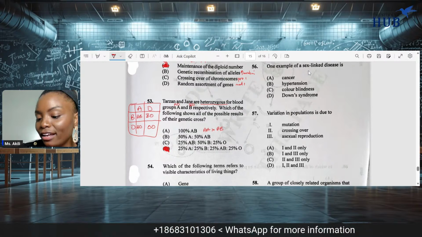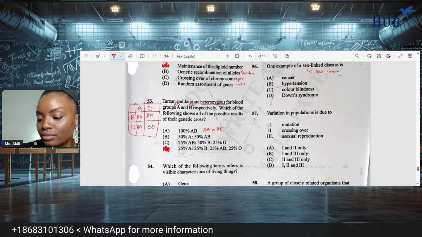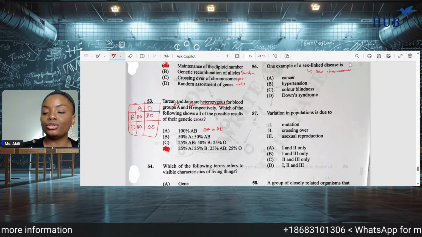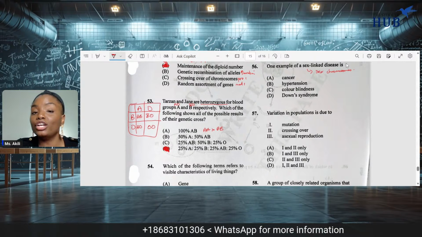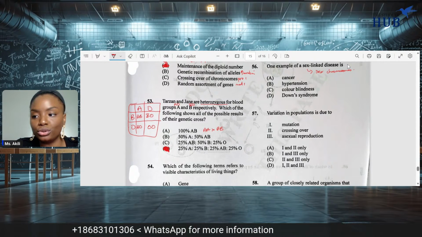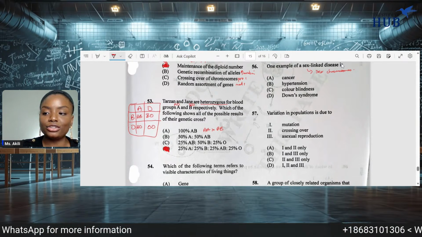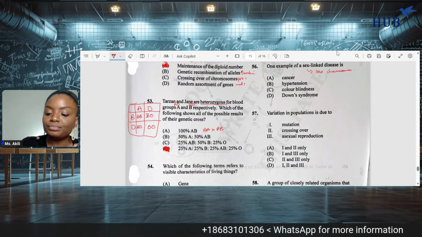Sex-linked means that the affected allele is found on the sex chromosomes. So remember, we have 46 chromosomes in our nucleus. We have 23 pairs. 22 of those pairs are autosomes. They are non-sex chromosomes. But that 23rd pair, those are your sex chromosomes. If you are XX, female, XY, male, right?